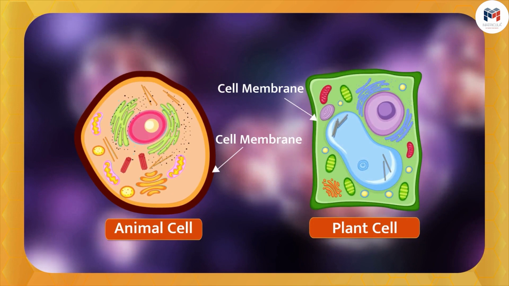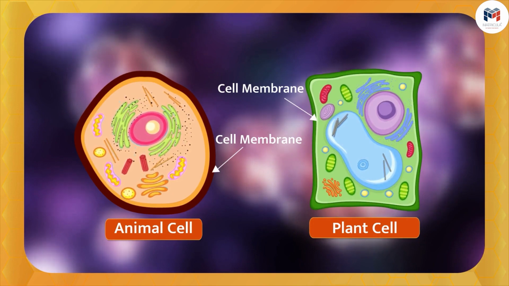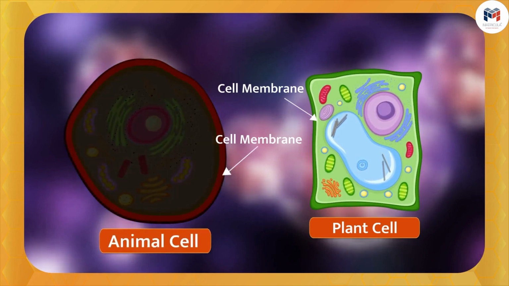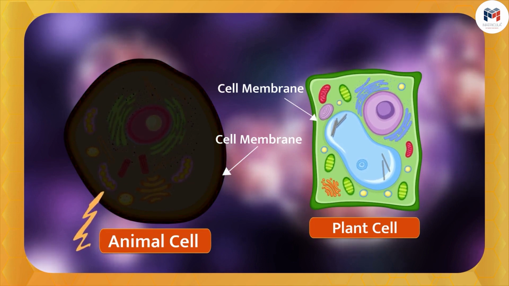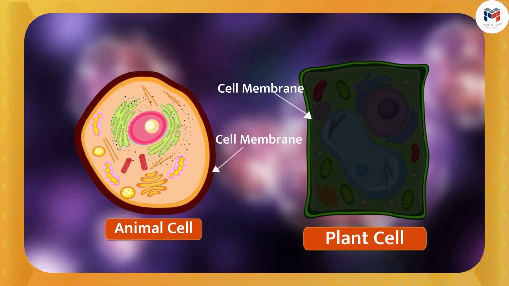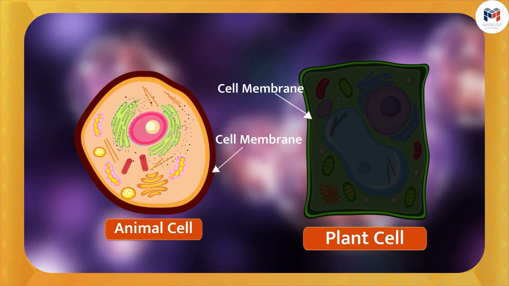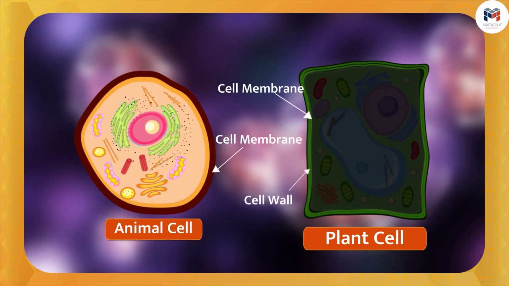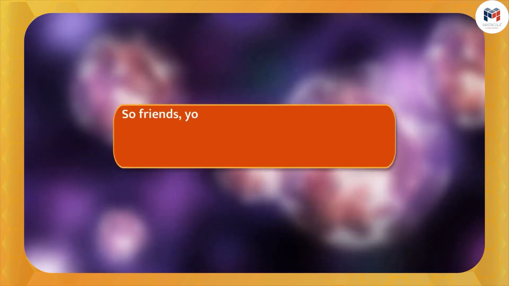Now friends, what if the cell does not have a cell membrane? Friends, if you look at the animal cell, it is the same outer layer that gives it shape. If it is not present, then everything present inside will come out. But in a plant cell, there is a cell membrane which gives shape and there is a cell wall around it, which provides protection to both the cell membrane and the cell. So friends, have you seen what a cell envelope is?